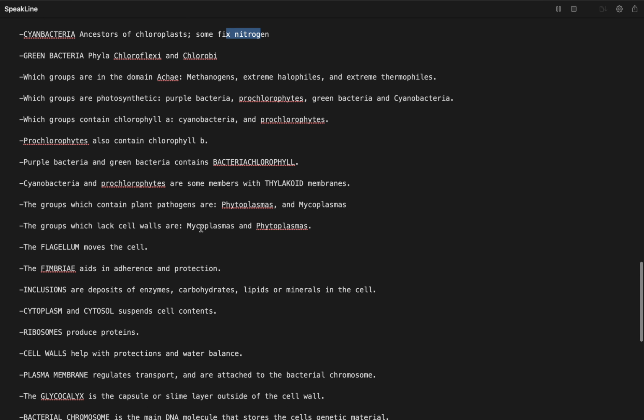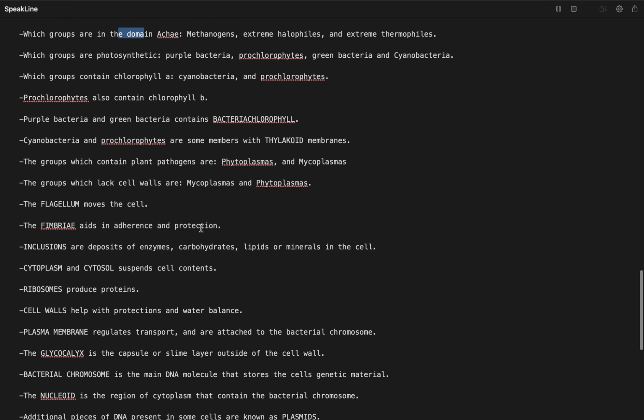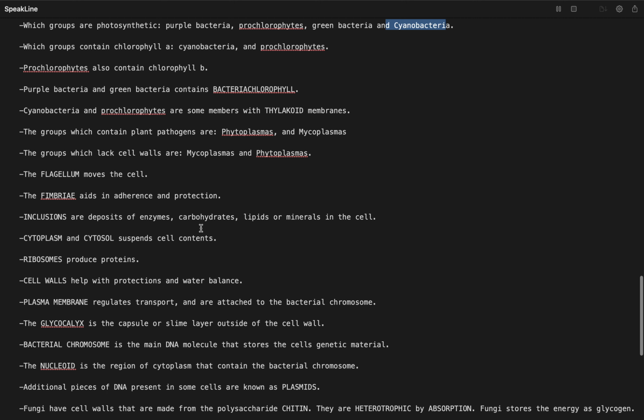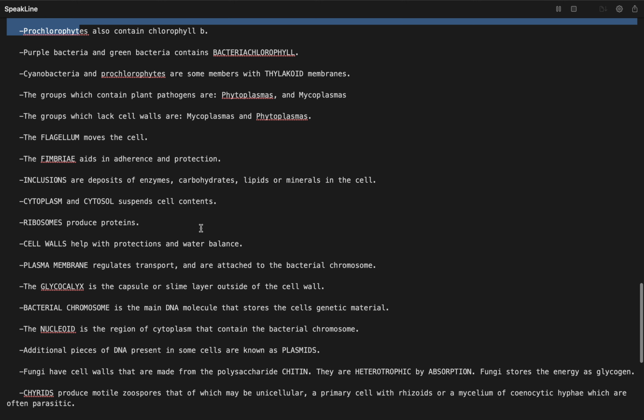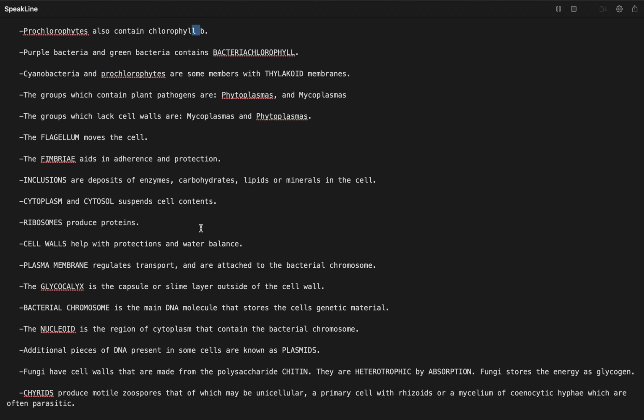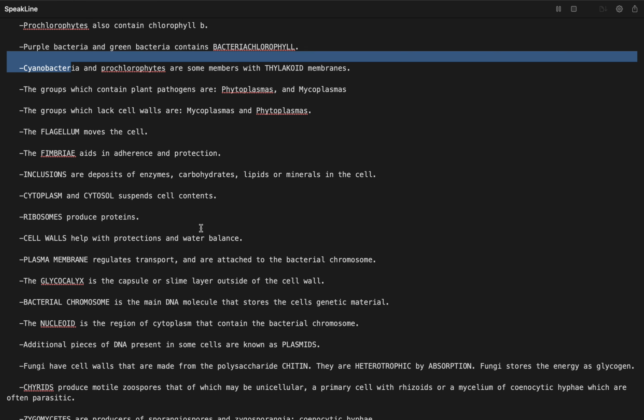Some fix nitrogen. Which groups are green bacteria? Chloroflexi and Chlorobi. Which groups are in the domain Archaea? Methanogens, extreme halophiles, and extreme thermophiles. Which groups are photosynthetic? Purple bacteria, prochlorophytes, green bacteria and cyanobacteria. Which groups contain chlorophyll a? Cyanobacteria and prochlorophytes. Prochlorophytes also contain chlorophyll b. Purple bacteria and green bacteria contain bacteriochlorophyll.